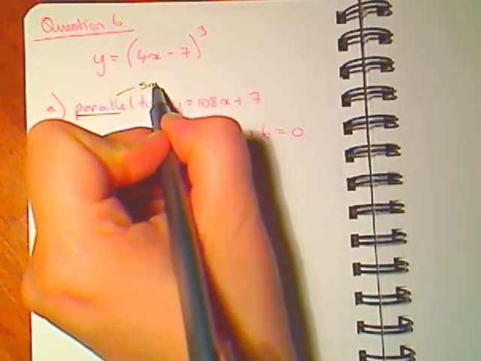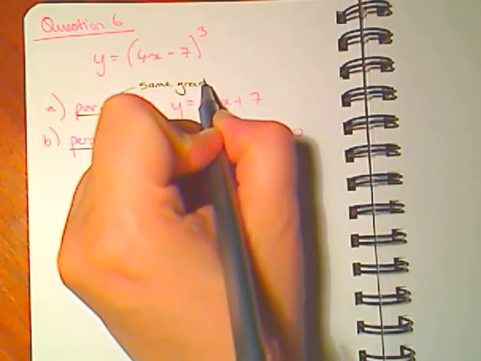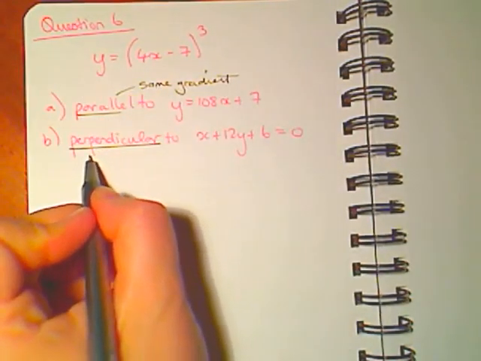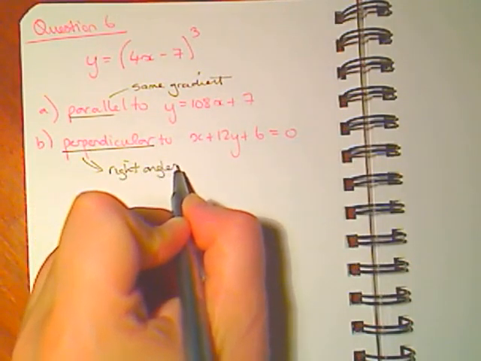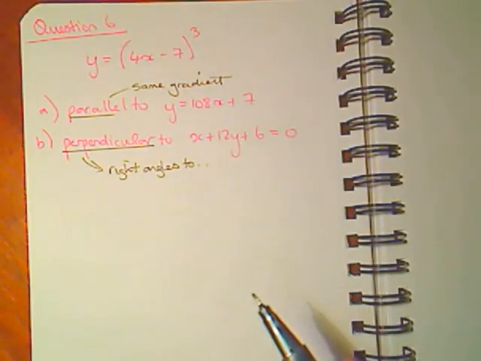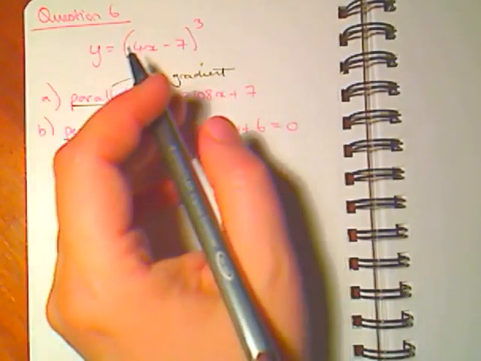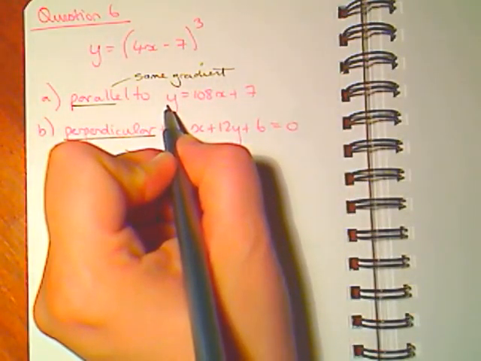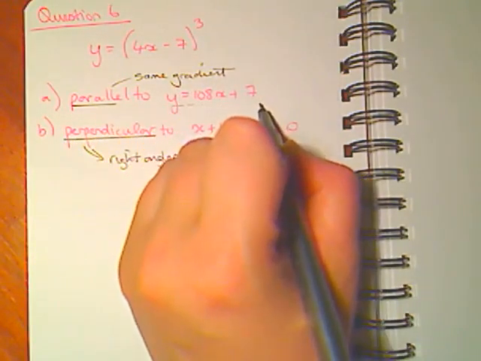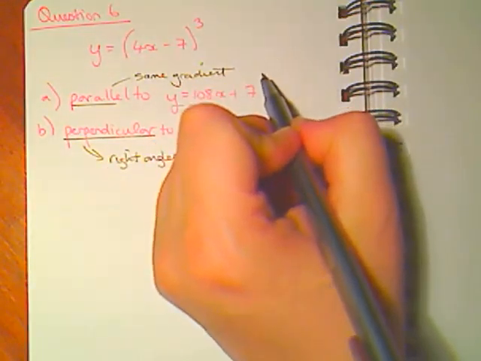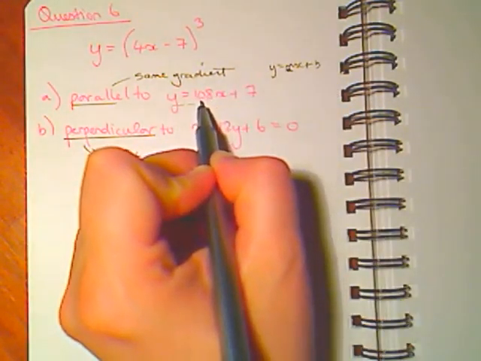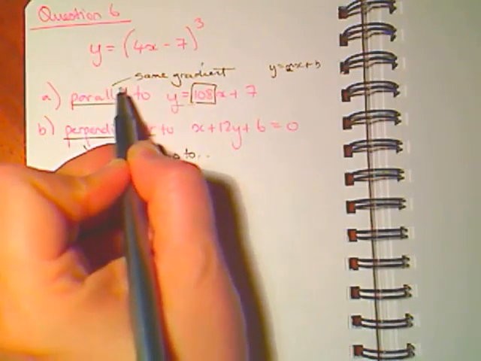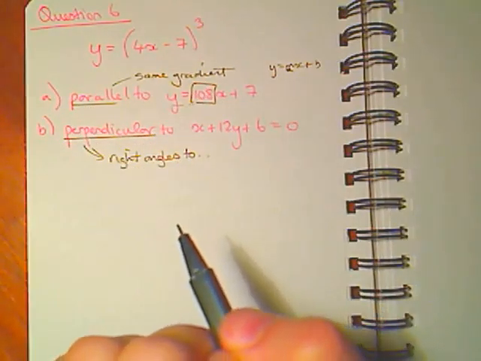Parallel means same gradient, and perpendicular is right angles to, but still to do with the gradient. Parallel to this line, so first we need to identify what the gradient of this line is. This is a linear function where we might have, say, something like y equals mx plus b. Here the gradient is 108. So we want something that has the same gradient as 108.